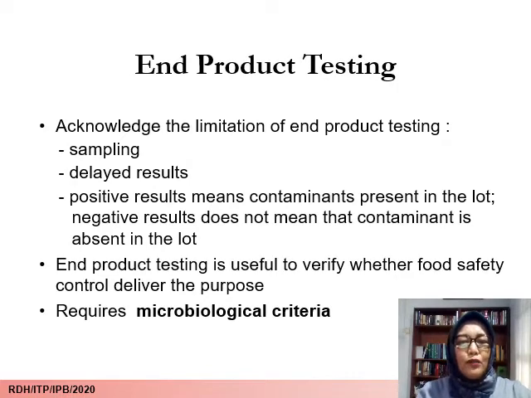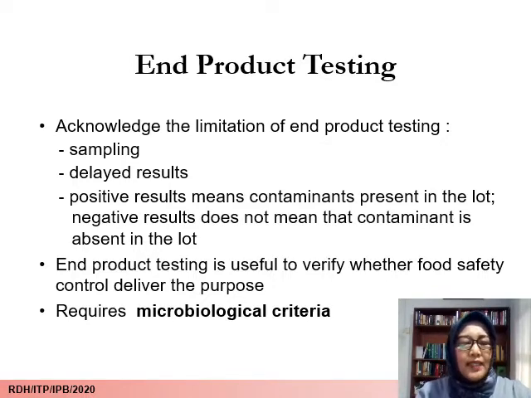The last resort to assure control measures and process control is end product testing. It is acknowledged that end product testing has some limitations, such as sampling. We never test all of the product. The late result, we will not know what happened until after a few days. And positive results mean contamination is present in the lot, but a negative result does not mean that contaminant is absent in the lot. Product testing is useful to verify whether food safety control delivers its purpose.